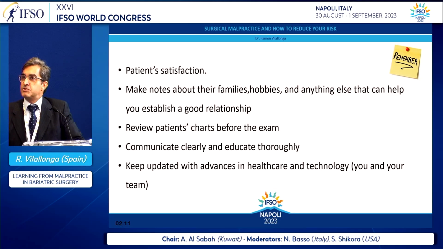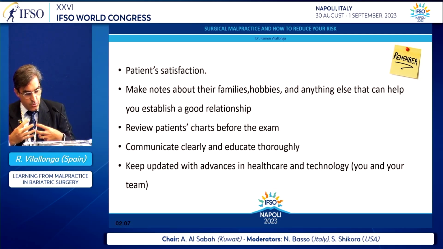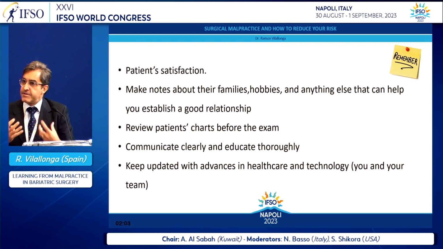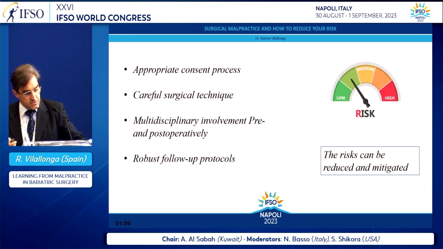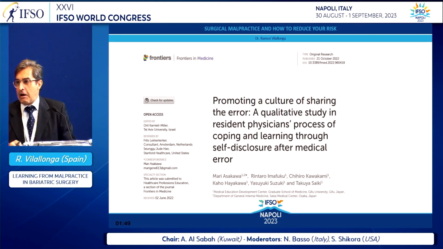Why? Because patients will understand the information. You need to make information reliable, communicate clearly, educate. And this is very important to understand how you will deal with all this surgical malpractice. Appropriate consents, careful surgical technique, multidisciplinary involvement of all the team, in order to reduce and mitigate. And also, I think this is very important in our institutions, is to promote the culture of sharing the error.